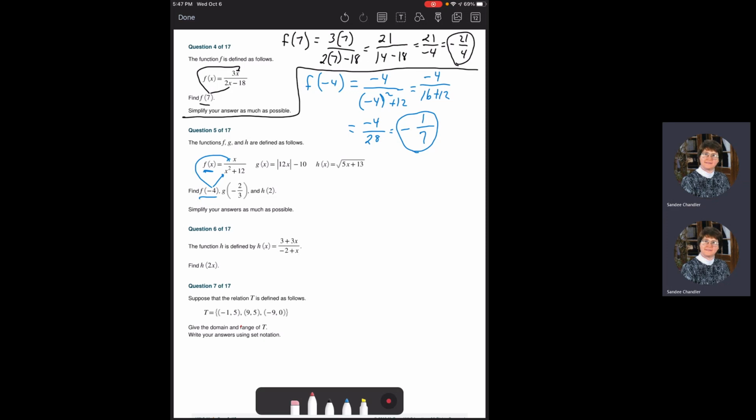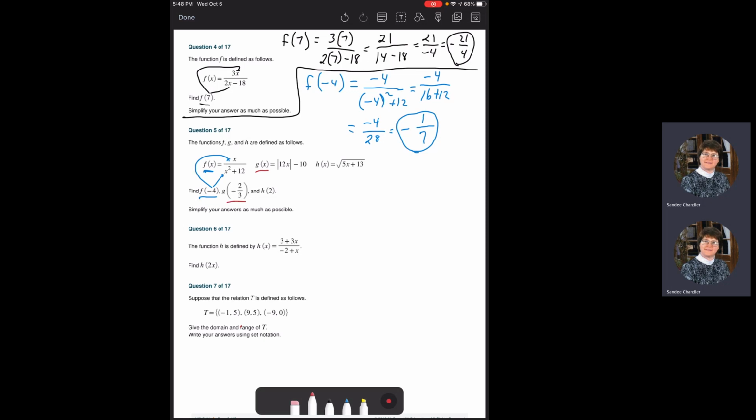Our next piece is g of x, our next function. G of x is the absolute value of 12x minus 10. Remember, the absolute value just wants us to find how far a number is from 0. So basically, if you get a negative inside the absolute value, just drop the negative to show that it's that many spaces from 0.